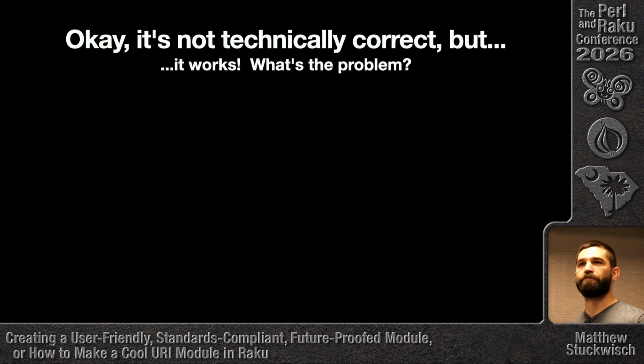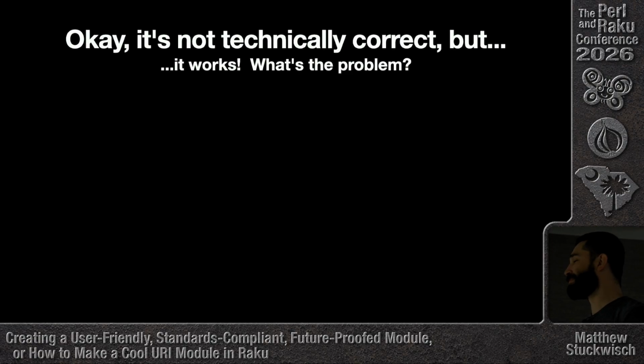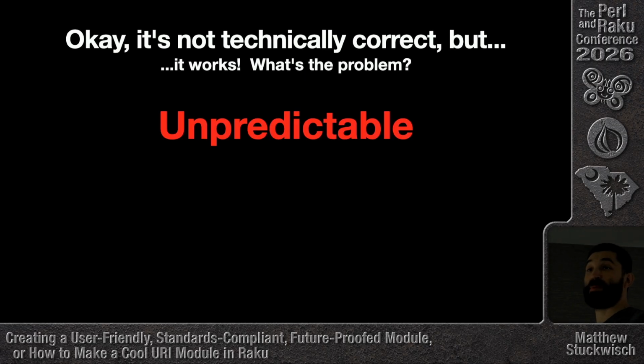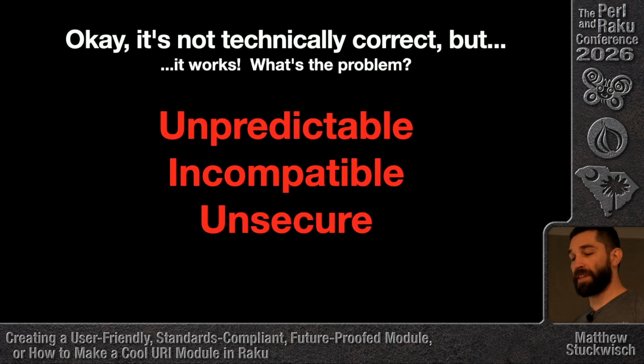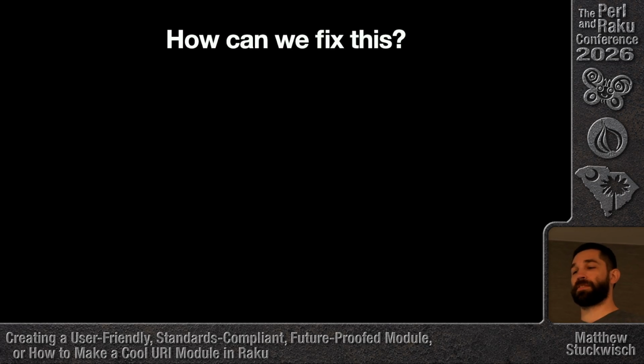So what's the problem? Right, it doesn't always work, but also it can be unpredictable. Somebody gives you some other input, and it doesn't quite work the way you're anticipating it. It might be incompatible, people throw you things, or maybe somebody who's using your module will create something that's not compatible with other people's. And if you're accepting input that shouldn't be accepted, that could potentially also be a security issue. So how can we fix this?